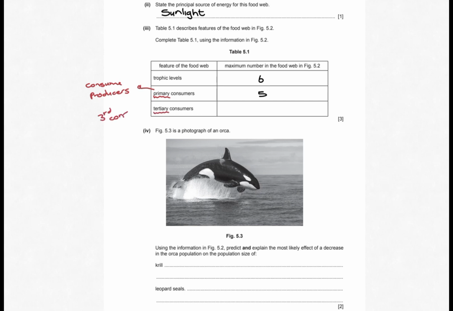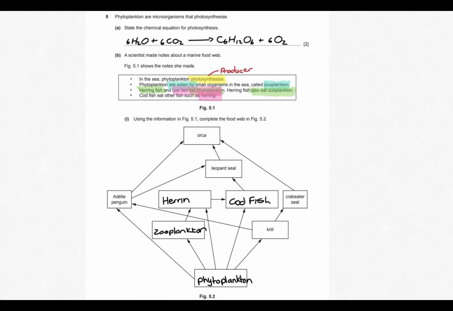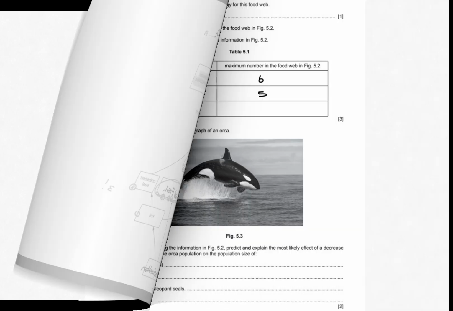Now they're in the third consumer group. So here we can see that there's 1, 2, third trophic levels orca, and then codfish is 1, 2, 3 orca again, and then herring is 1, codfish 2, leopard seal 3, orca is then 4. So leopard seal would be 3, zooplankton 1, herring 2, codfish 3, and then penguin, leopard seal, orca 3. So in total we have 3 tertiary consumers.